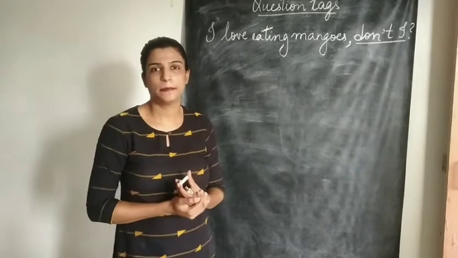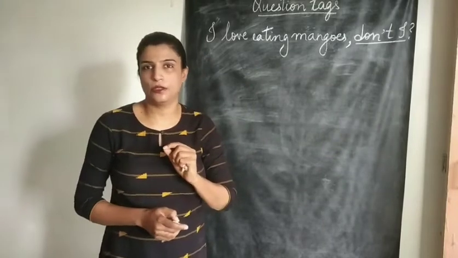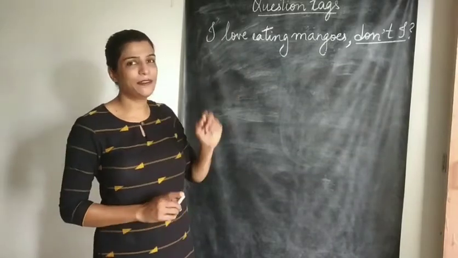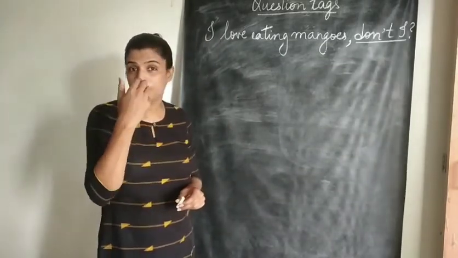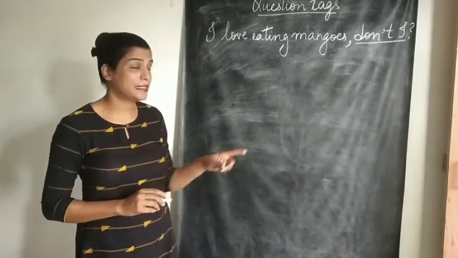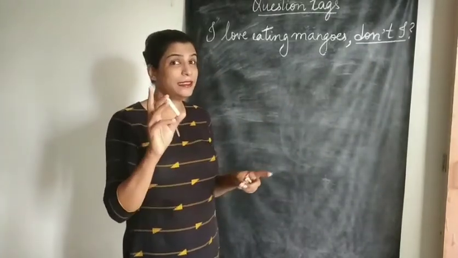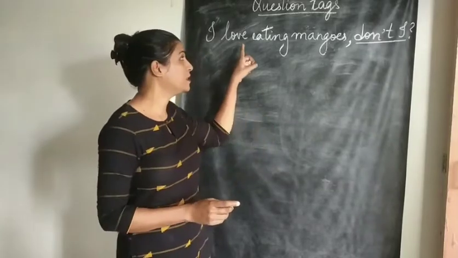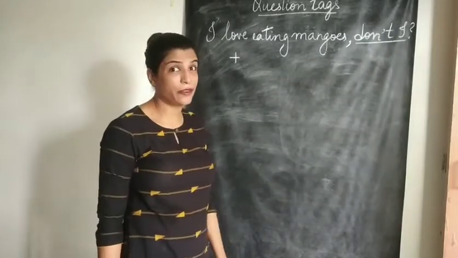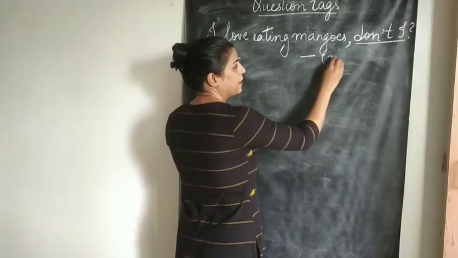I'll tell you how it is. So basically, a question tag is a combination of a statement and a question. Now what kind of statement and what kind of question? Well, if I've written over here, I love eating mangoes, I've said something positive. But if you have seen, my question tag is negative. So the question tag combination comes in this way. If the statement is positive, that means it will not have the word not in it, the question tag will be negative, that means it will have the word not in it.